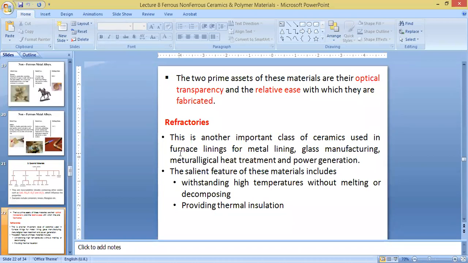So refractories are very important because these are used as furnace linings. For furnaces, ovens, and kilns, if you have been to a cement industry, inside the kiln you have small bricks lined around it. Those are actually made out of ceramics.